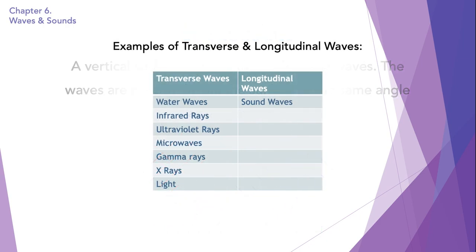So here we have some examples of transverse and longitudinal waves. In longitudinal waves, we only have sound waves. So this is the only example of longitudinal waves. But of transverse waves, we have many different examples. We have water waves, we have infrared rays, ultraviolet rays, microwaves, gamma rays, X-rays, and light. All of these are grouped up into electromagnetic waves, including light as well. So these are all electromagnetic waves, and they are all transverse waves.